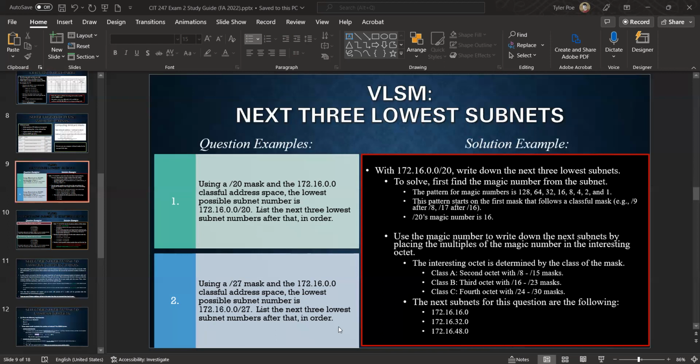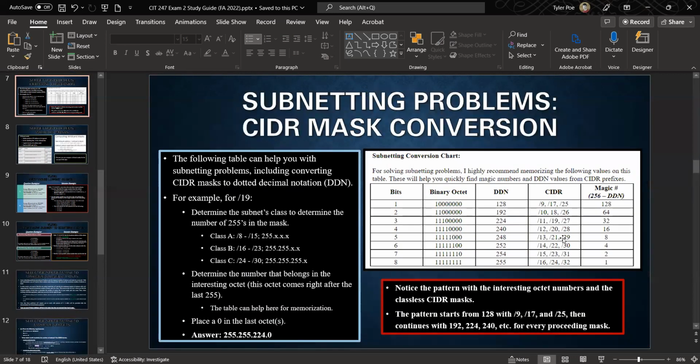But maybe I'll just go ahead and go over this again. We're given a mask /27, and we're given a classful address space. We need to find the next lowest subnet numbers. Basically, we're finding the next three subnet IDs. It's a pattern. We start by using the mask to find the magic number. This is pattern memorization. This table is really good to memorize. We write down the CIDR masks and the magic numbers that go with them. If you write this down multiple times every day, you should be able to memorize it pretty quickly.